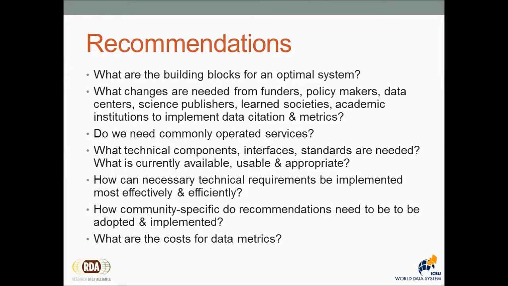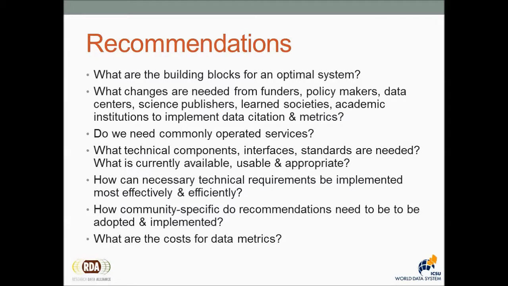So we're looking at questions like, what are the building blocks for an optimal system? What changes need to be made, societally speaking, from funders and policymakers and data centres, learned societies, yourselves, scientific publishers, academic institutions? What changes need to be made by these stakeholders in order to implement data citation and metrics?